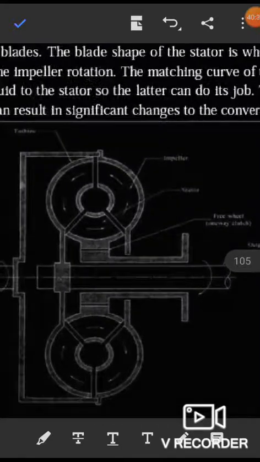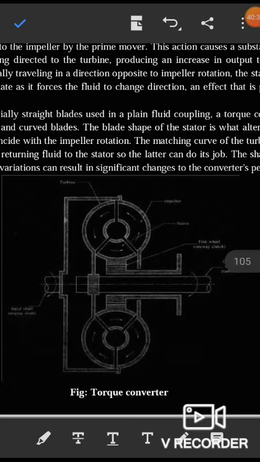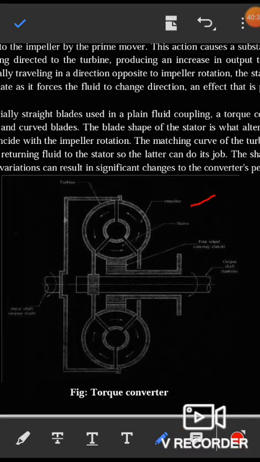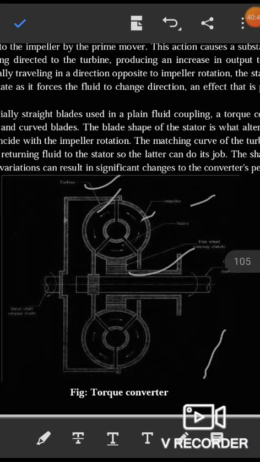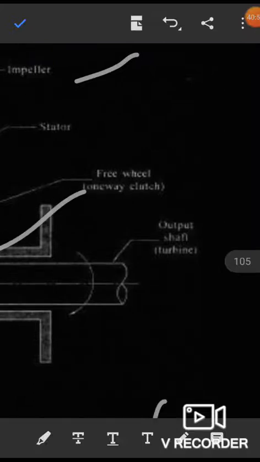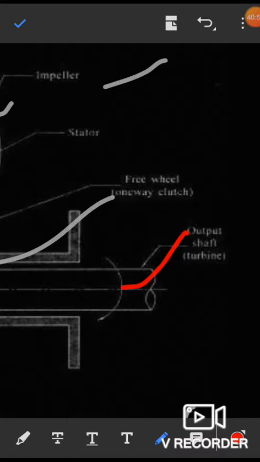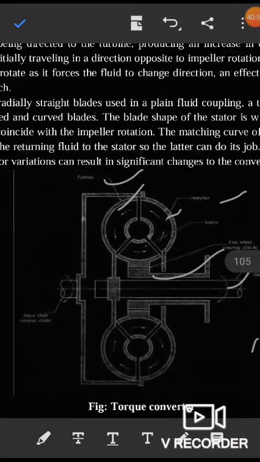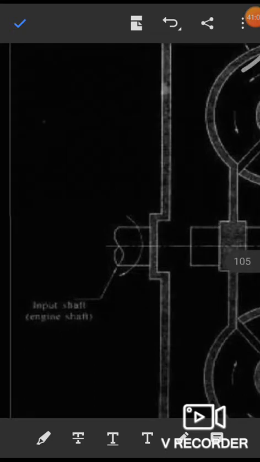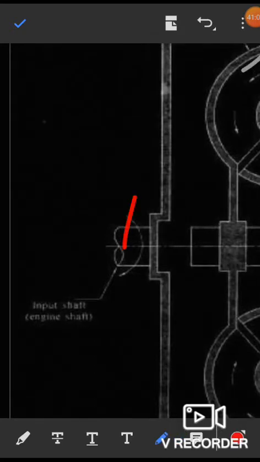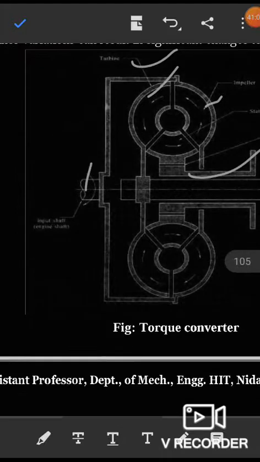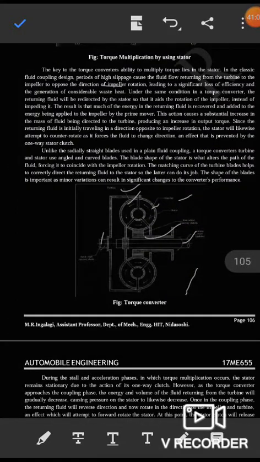Okay, torque converter, one more diagram you have here, you may observe. This is the impeller, and this is the turbine. Then the force wheel, and the outer shaft you have here. This is the outer shaft. And here the input shaft. This one is the input shaft. So likewise, the torque converter will work.